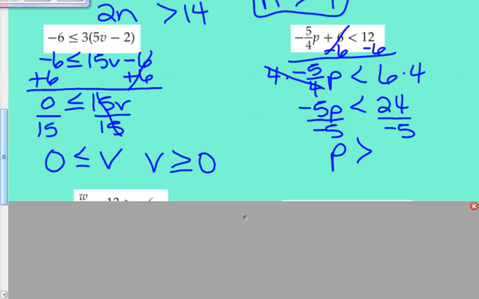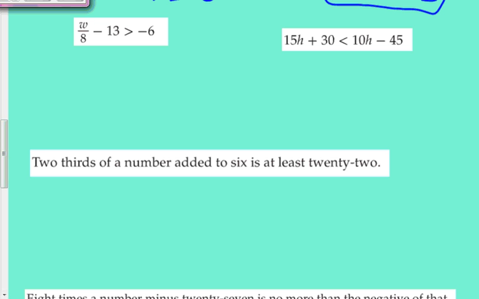You can leave it like that, or we can make it a mixed number, which again is negative 4 and 4/5. So you get the same answer no matter which way you solve this problem. All right, let's go on.